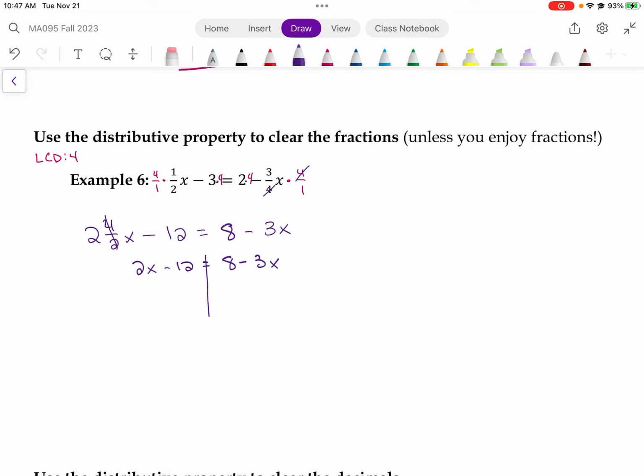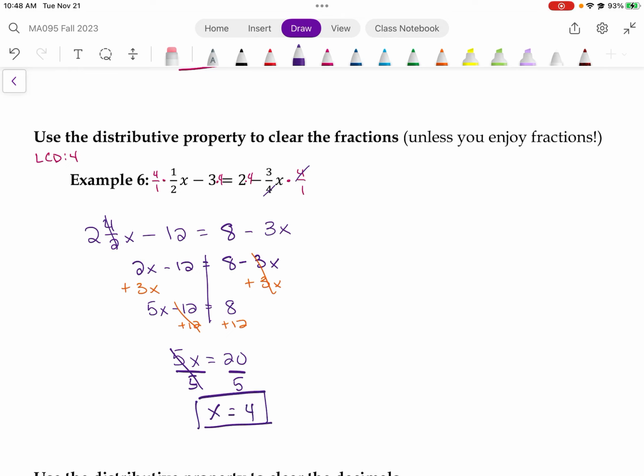Now let's start working our way. We want everything that is a like term on the same side. So I'm going to add 3x to both sides. Why did I choose to bring it over to the left? Because it makes it positive. 5x minus 12 equals 8. Now I'm going to add 12 to both sides, and I get 5x equals 20. Divide by 5, and I get x equals 4. If you plug that back in, you'll see it's true.